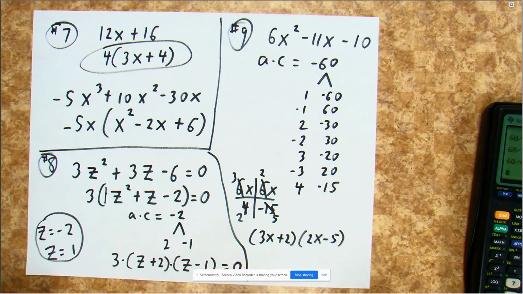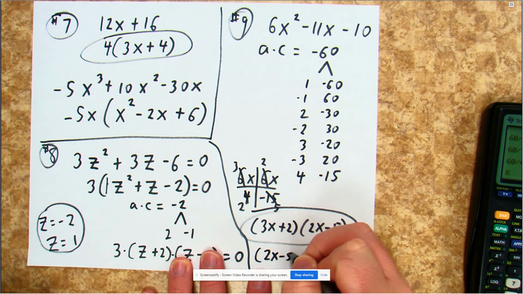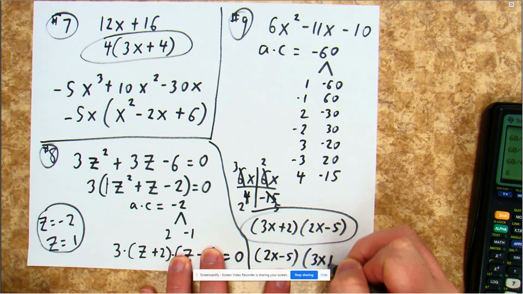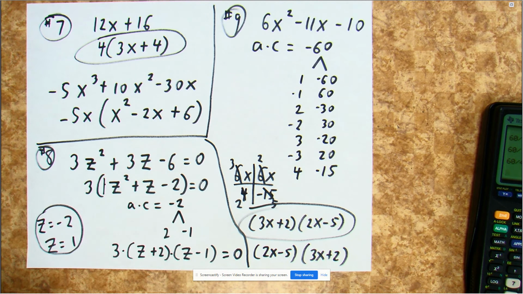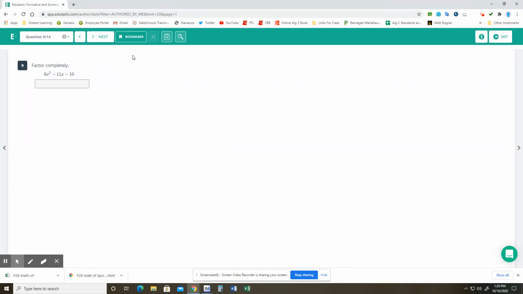Now, the problem just wanted me to factor. That's all that it wanted me to do. Factor completely. Now, the order in which you write that is okay if you write it in one of two ways. You could write the order as 3x plus 2, 2x minus 5, or 2x minus 5, 3x plus 2. Either way is acceptable for this particular problem. And of course, you'd write that into the box right there, or type. Number 10.